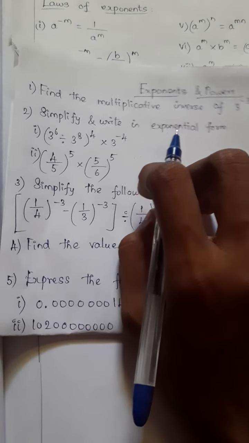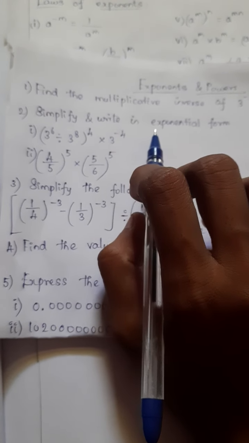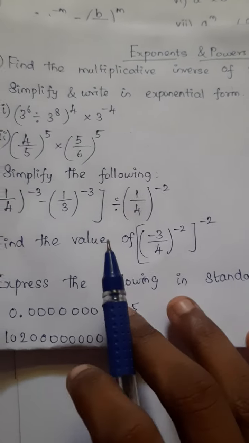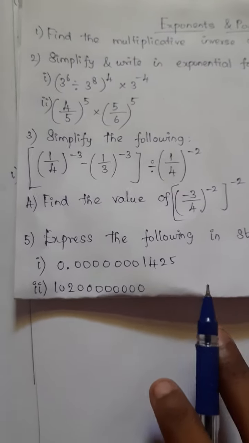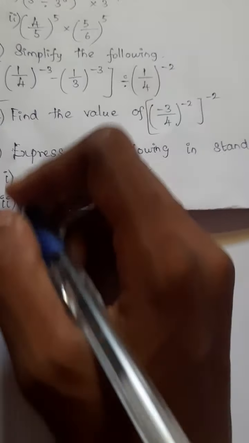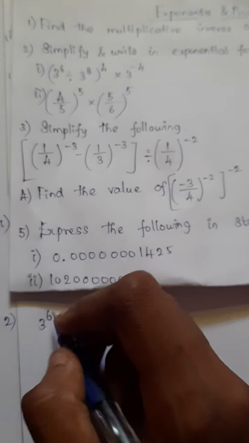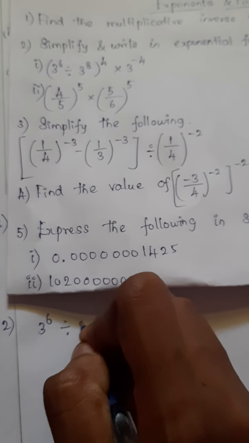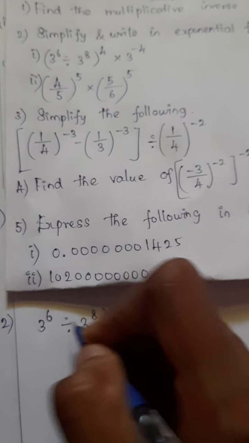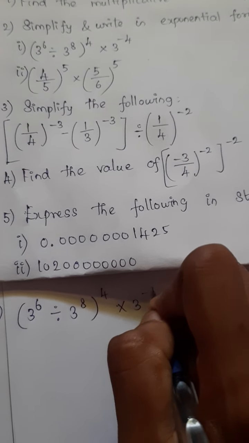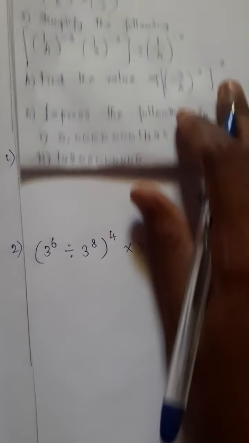Second sum, simplify and write in exponential form. So now write this sum here. 3 power 6 divided by 3 power 8, the whole power 4, into 3 power minus 4. So this is what is given.